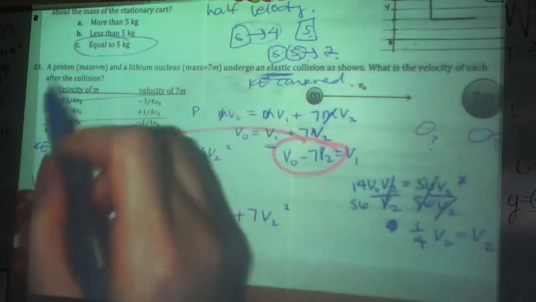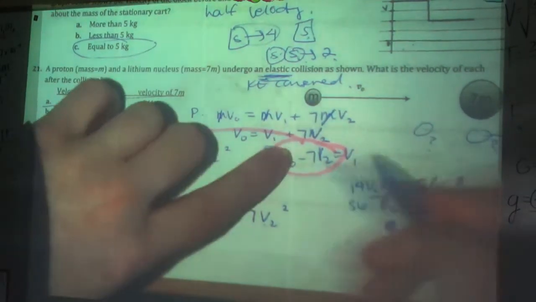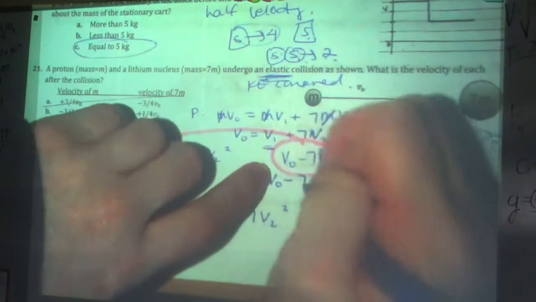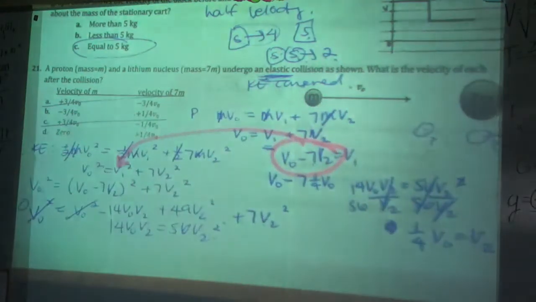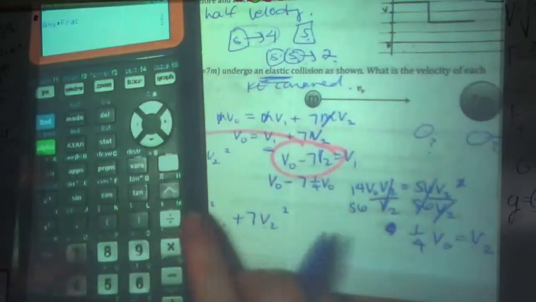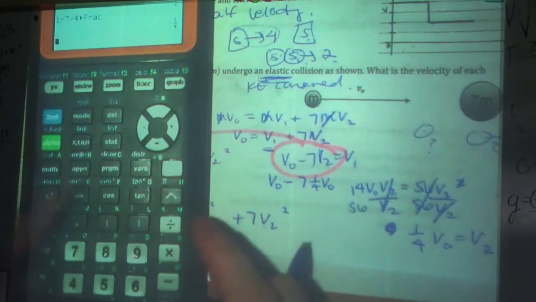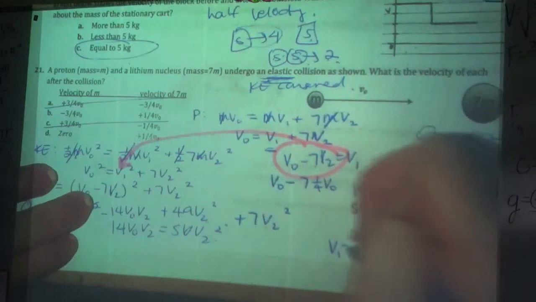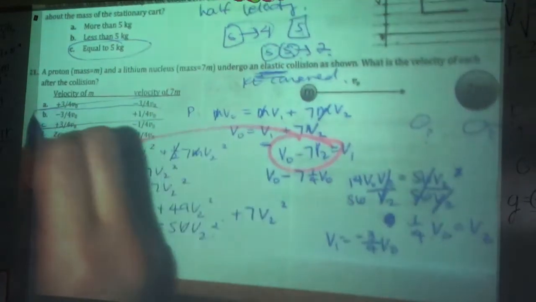But I need to know what the velocity of the other mass is. That's really easy, because v1 is just v naught minus 7 v2. So we can do v naught minus 7 v2, which was 1/4 v naught. So this is basically like 1 minus 7/4, and then math enter gives me negative 3/4. So then v1 is negative 3/4 v naught, which is what we get for v.